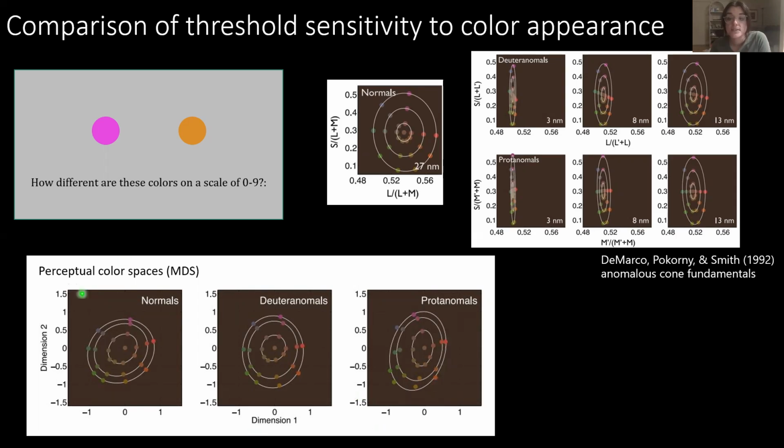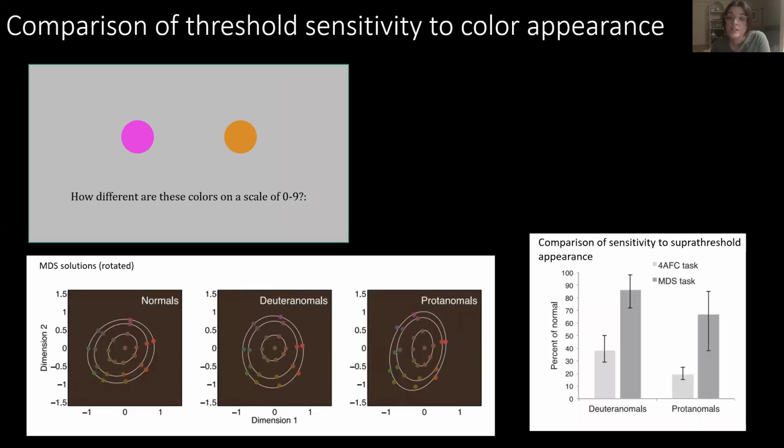And so as you can see, the average MDS solutions here for each subject group with ellipses fit to each saturation level. What we found was that the contraction along the red-green axis was much less than expected from predictions of how these stimuli are represented in a physiological color space. So even though deuteranomals and protonomals had sensitivities of only about 40 and 20% of normal, the contraction along the red-green dimension from the color appearance ratings was only about 90 and 70% of the mean normal trichromats.